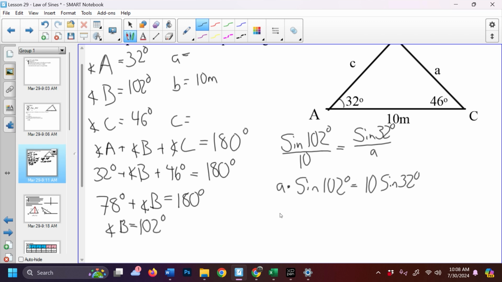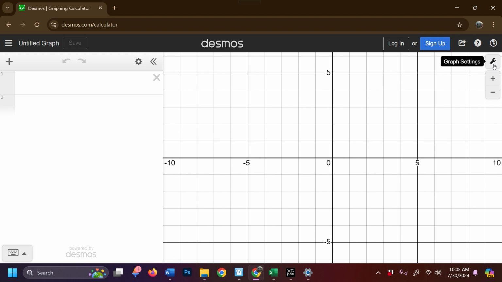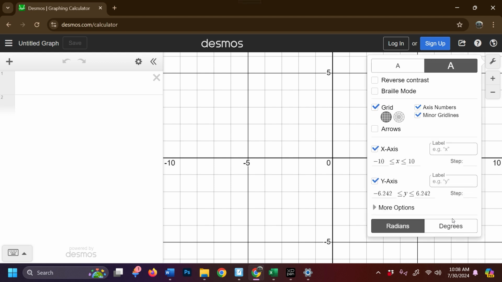And then I'll divide both sides by the sine of 102. That'll give me little a is equal to 10 times the sine of 32 degrees all over the sine of 102 degrees. And that we can calculate. So we're just going to put that into decimals. We are in decimals, but let's make sure we have the correct settings. So let's go over here to the wrench and make sure we are in degree mode, because that is the units of measure that they are given for the angles.